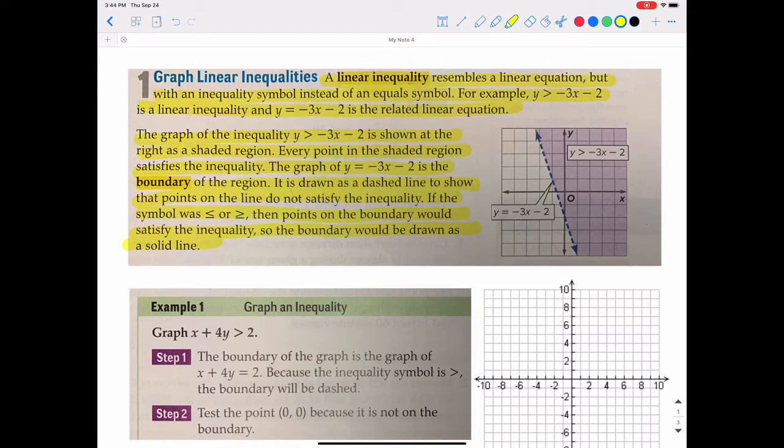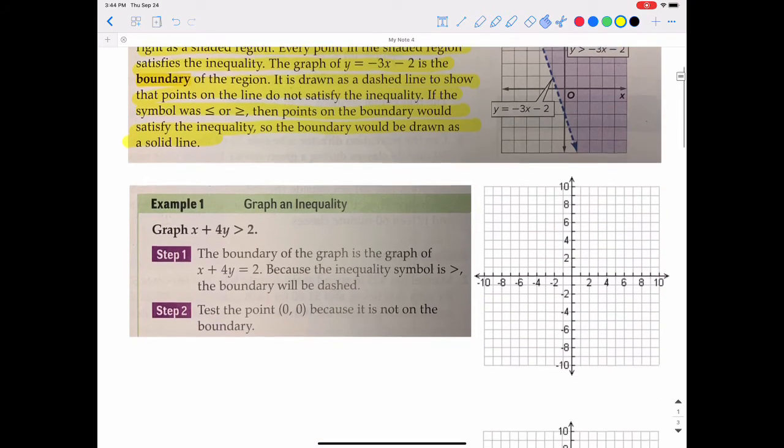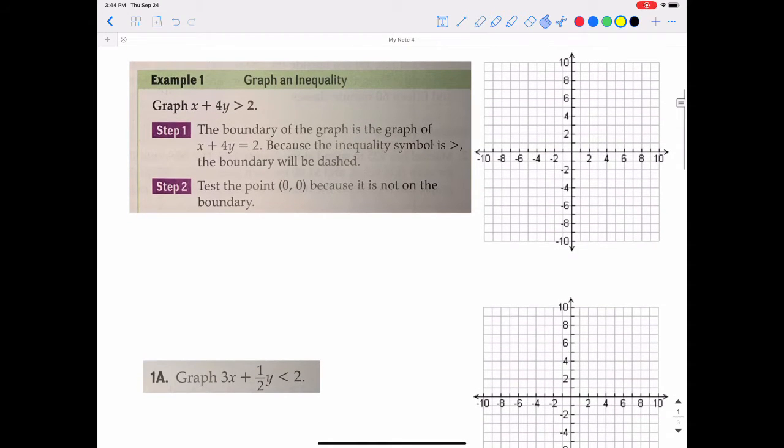But basically what it means is that in a linear inequality, one side of the boundary line that is formed by just graphing your typical y equals mx plus b linear equation is going to be shaded. The shaded side contains all the points that make it a true sentence. So look down to example number 1. This is the process. It says graph the inequality x plus 4y is greater than 2.